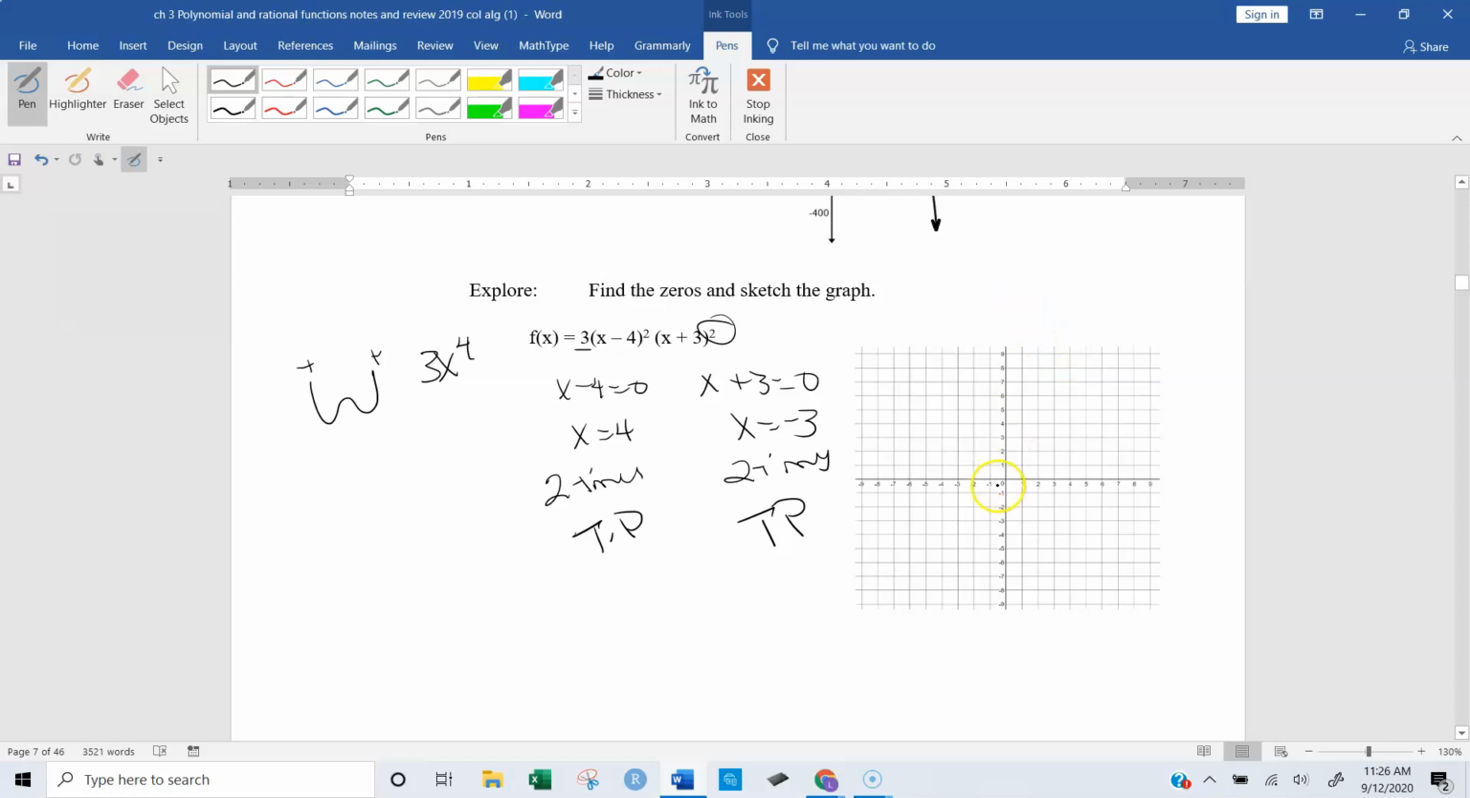So we go to negative 3 and we put our dot. We go to 4 and we put our dot. We know those are turning points and we know we start positive. So I go here, I turn, but then I got to go back around and hit the 4 and turn again. You don't know exactly where this is happening, but you should have the general shape there.